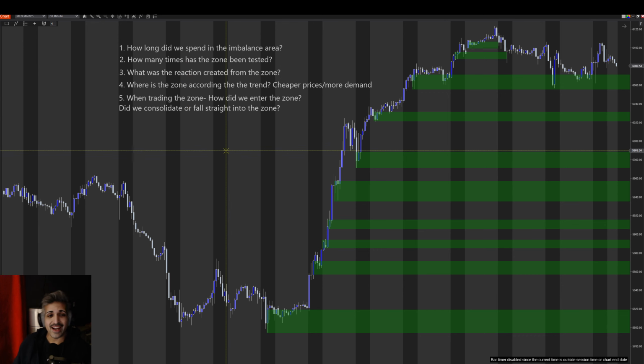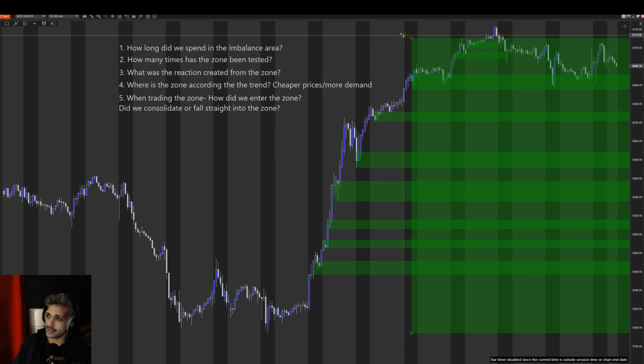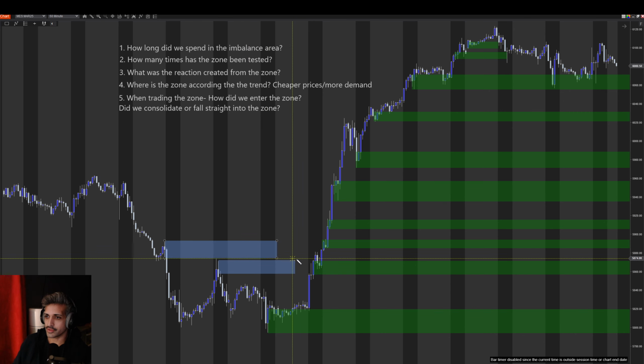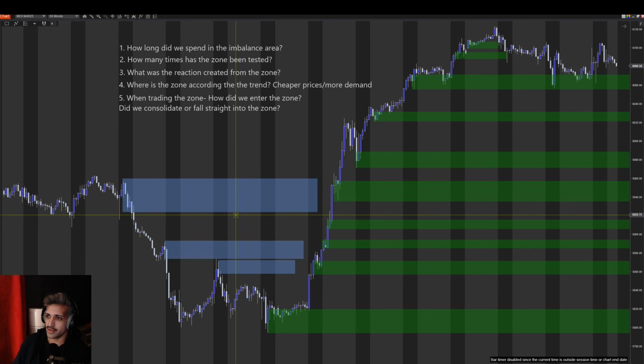What was the reaction created from the zone? So when we come down here, price comes down, stops, and this is the reaction created from here. What did this imbalance do down here? Well, we broke supply, we broke supply, we broke supply. All this imbalance from the bottom caused this market turning move. So it's extremely strong.